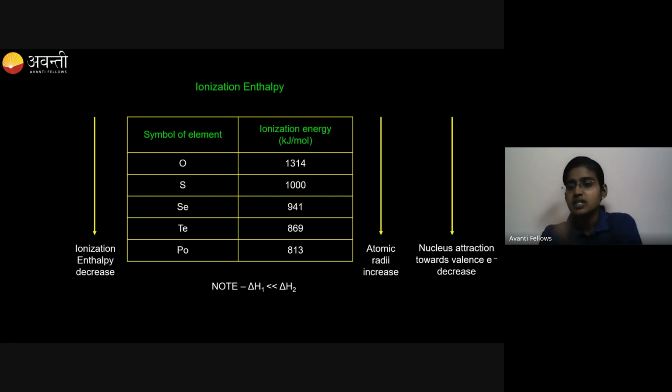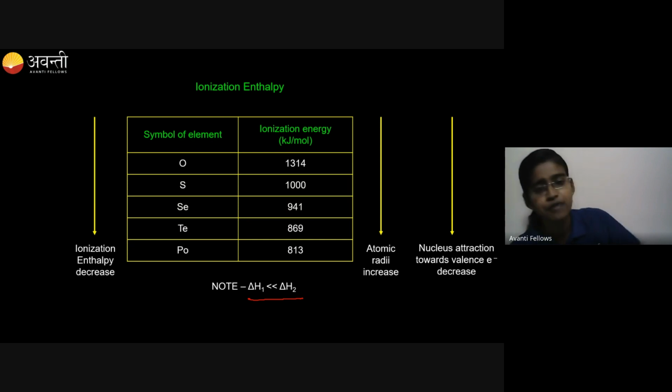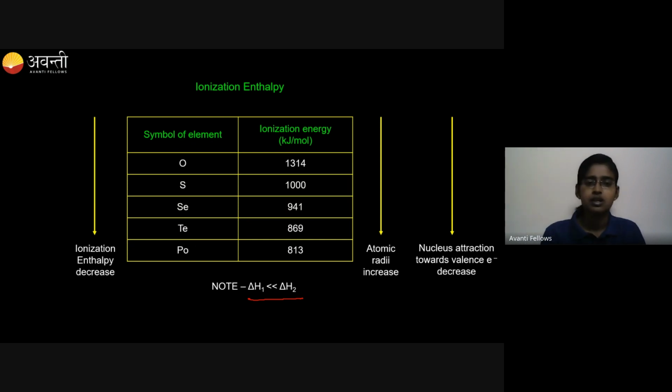So what is the reason for this? Why is the second ionization energy very, very high for group 16 elements? Can anyone answer this question? Why is the second ionization energy value very high for group 16?